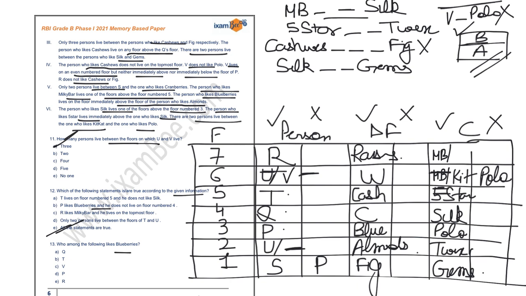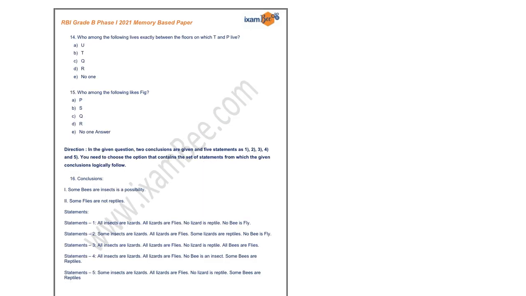Which among the following likes blueberries? So clearly blueberries are liked by P, so the correct answer for this question is option number D, that is P. Now it is asked who among the following lives exactly between the floors on which T and P live, right? So Q is the person who lives exactly between T and P. You can refer to the table and find out your answer. So option number C is correct.